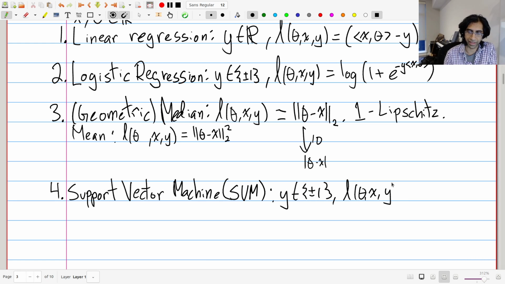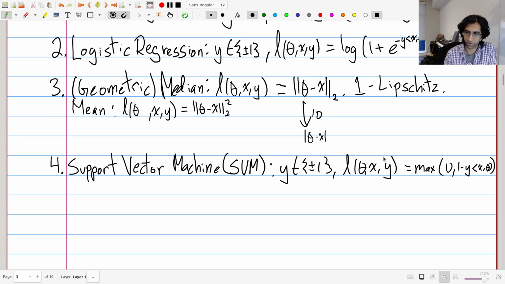the hinge loss, as it's known. This is equal to max of 0 and 1 minus y times the inner product of x with theta. And they call this the hinge loss because the value of this function can easily be seen to look something like this. If you plot this function, it just looks like the following.